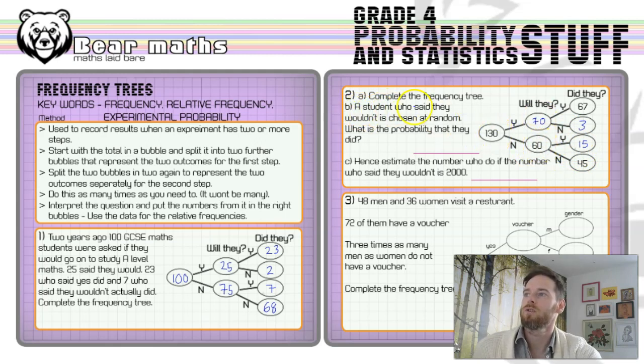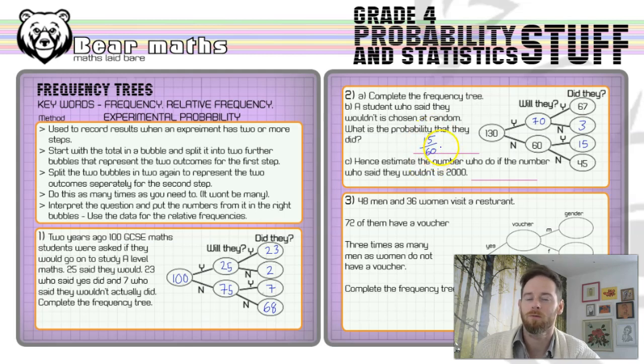Anyway, B, a student who said they wouldn't is chosen at random. So we're taking from the sample of the 60 people that said they wouldn't. What's the probability that they did? So again, the same context as the first question about doing A-level maths. 45 of them didn't, 15 of them did. We want to know did, so 15 out of 60 it is. So 15 of the 60 that said they wouldn't actually did, so there's our probability.